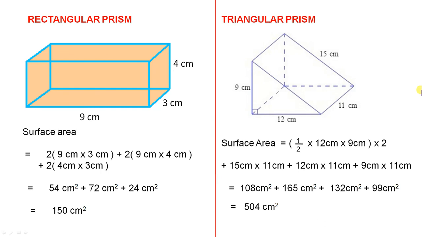So this video has introduced us to the idea of surface area, where we've looked at a cube, a rectangular prism, a triangular prism. We've seen the formula for calculating each of those surface areas, and we've done an example on each of those solids.